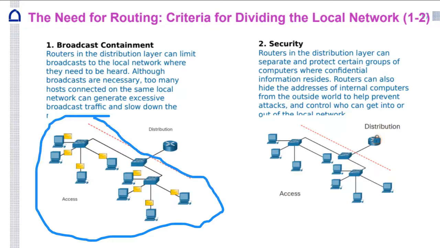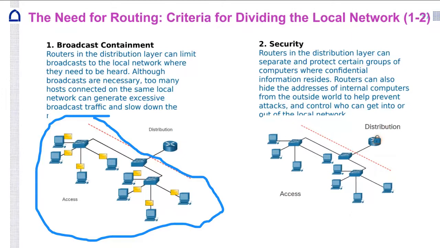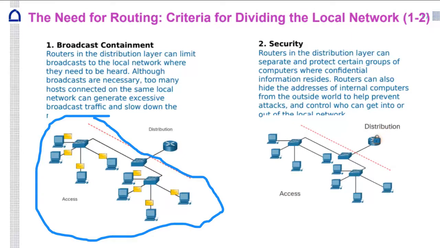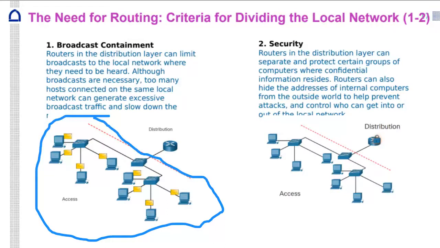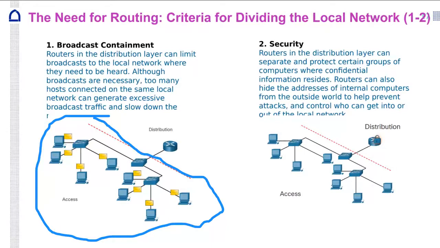Security. Routers in the distribution layer can separate and protect certain groups of computers where confidential information resides. Routers can also hide the addresses of internal computers from the outside world. That's why we call it a firewall and gateway. This is what protects us. Okay? The router.